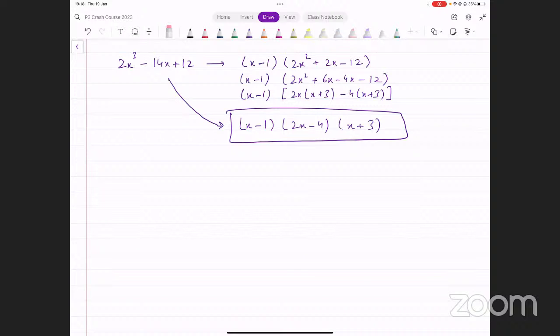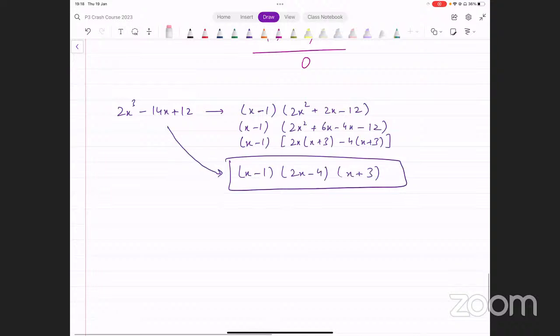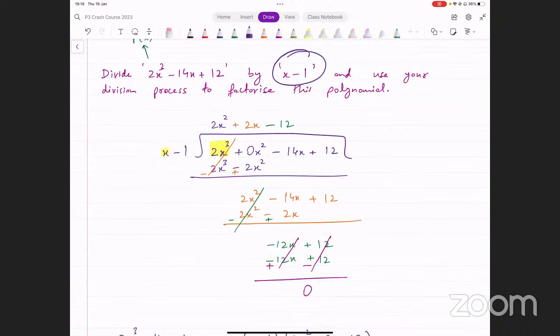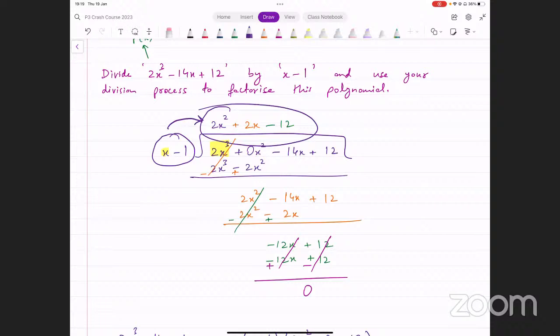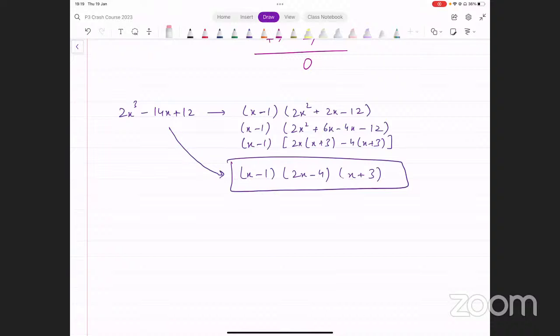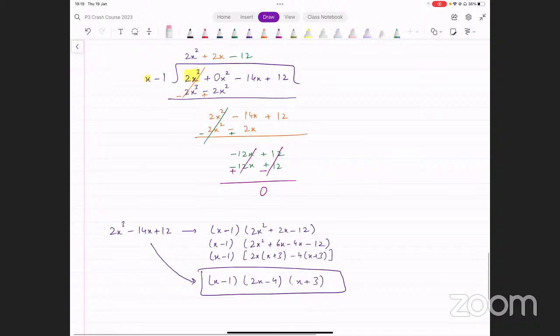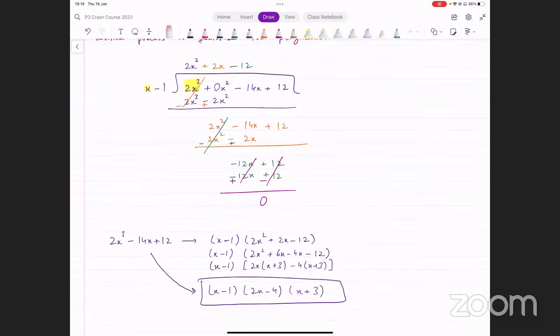You'll have one factor. In this case, we divided by x minus 1 and figured out that x minus 1 was one factor. If you know one factor, how can you find the other factors? You just divide by that. You get the quotient. The quotient is going to give you the other factor. All right. And then you just multiply those two, and that results in the factorization. Is this process clear to everyone? Any problems with this? Any problems, anyone?